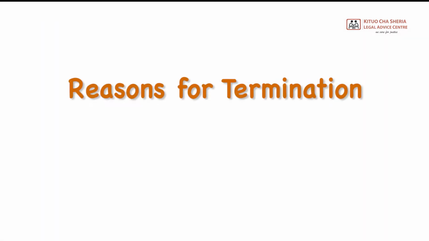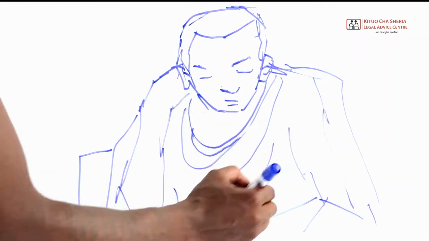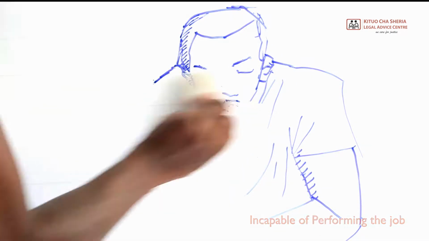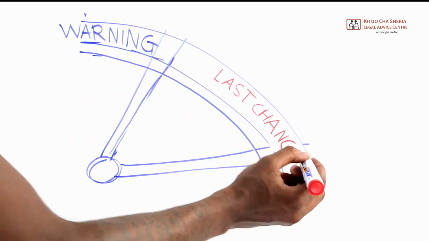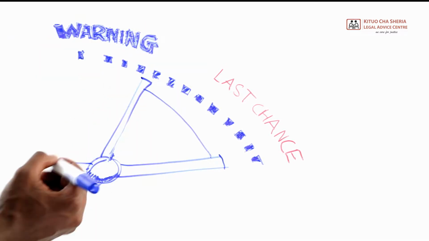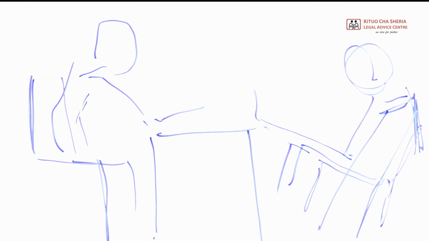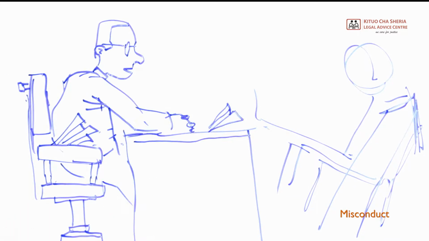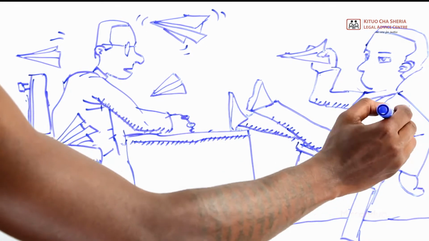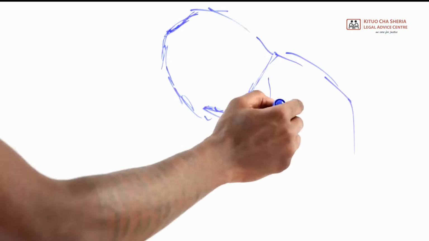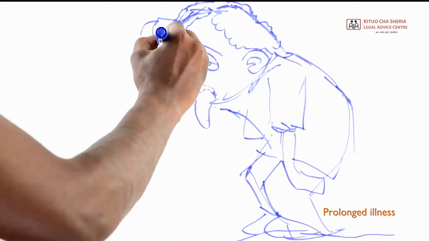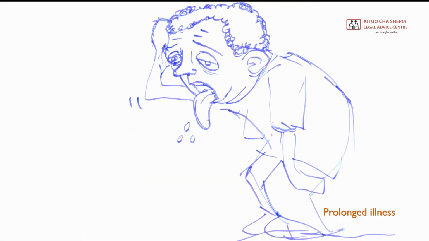Reasons for termination. For specific reasons. One, the employee is incapable of performing the job. Two, after receiving a final warning letter, the employee continues with misconduct or indiscipline. Three, the employee suffers from prolonged illness that makes him or her unable to perform his or her normal duties.